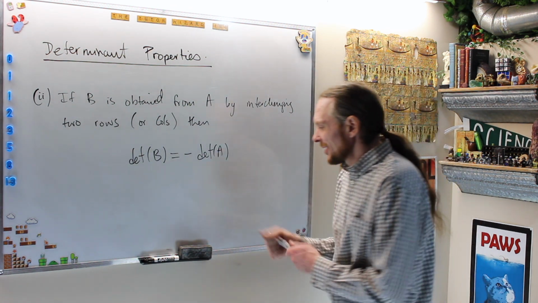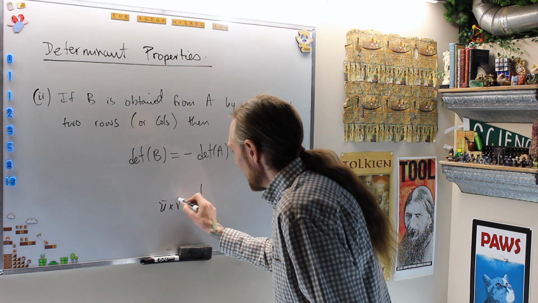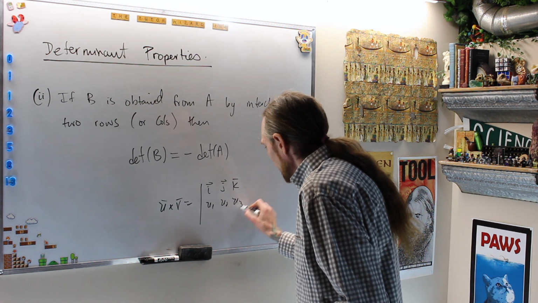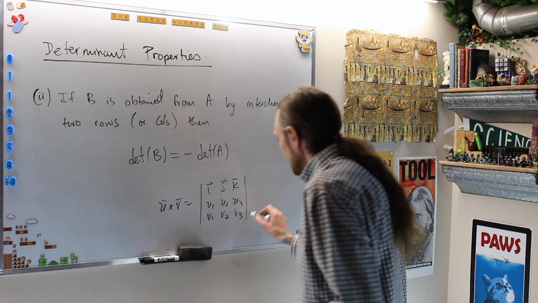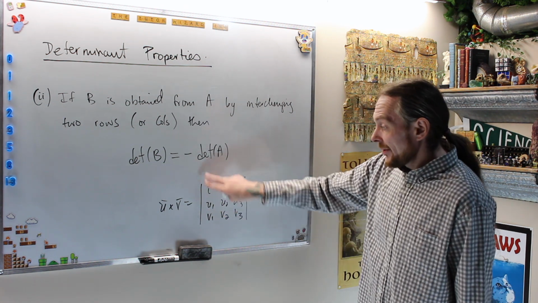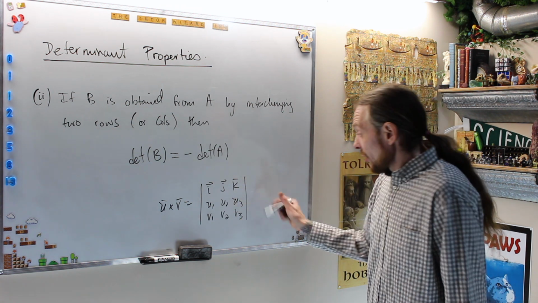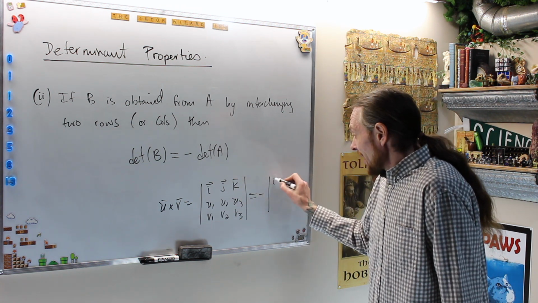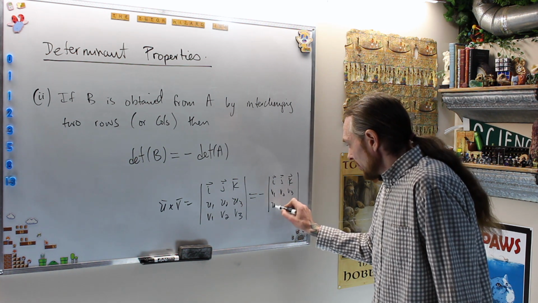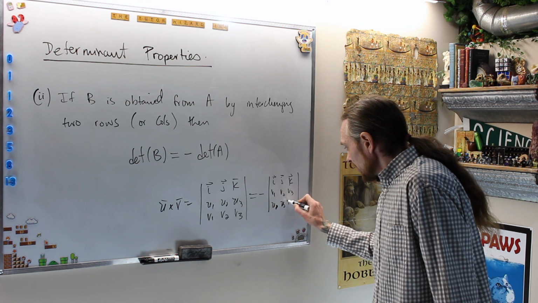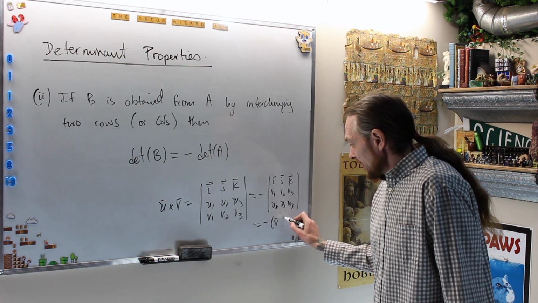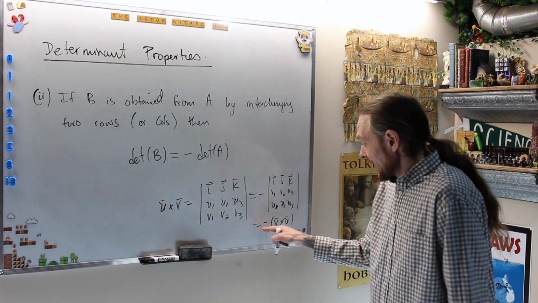Even when we do cross product, U cross V is I, J, K, U1, U2, U3, V1, V2, V3. And people ask, well, what if I put V in there and what happens to that? Well, now you see this is a determinant. If I interchange those 2 rows, this will be equal to negative I, J, K, V1, V2, V3, U1, U2, U3, which is what? This is negative V cross U. So U cross V is negative V cross U.